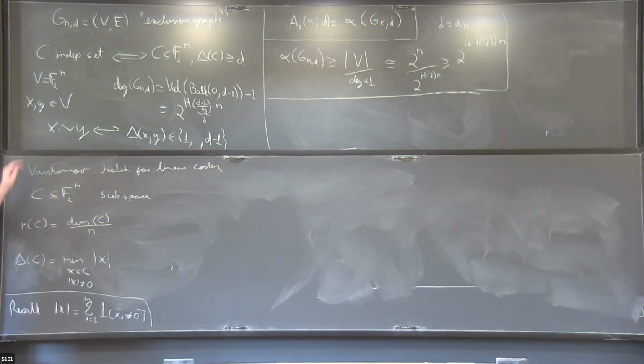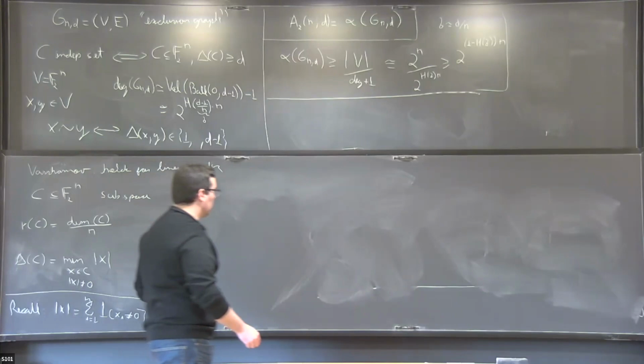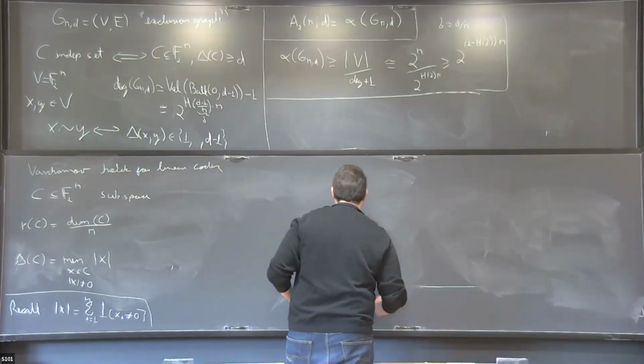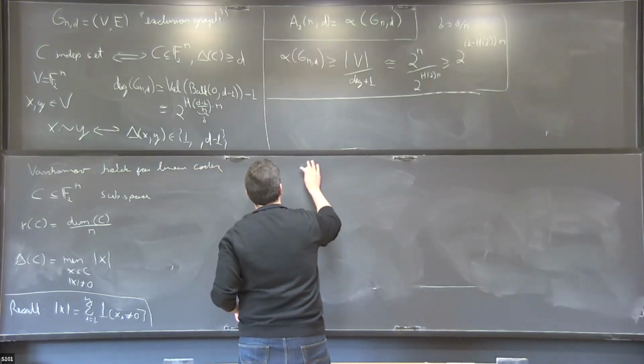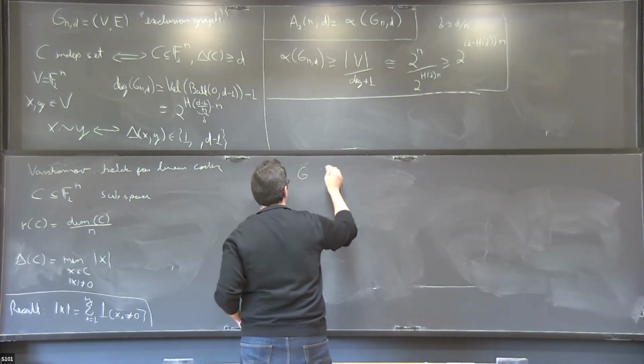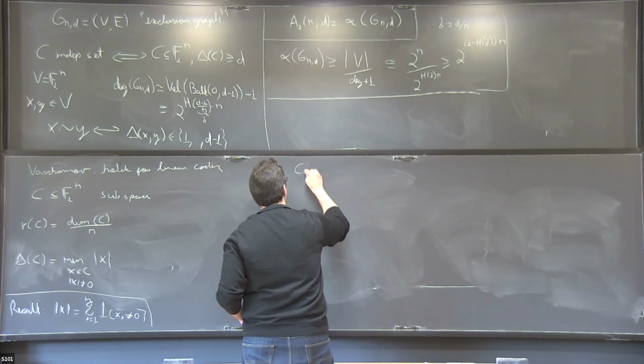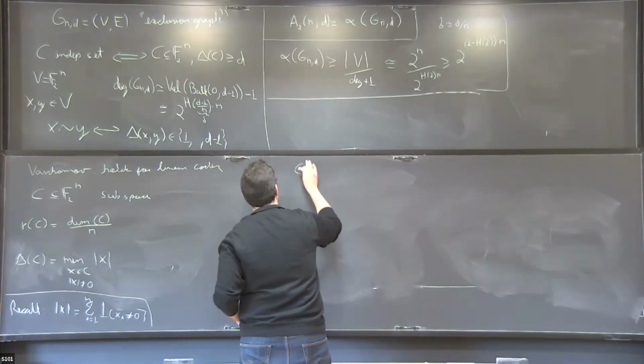So exercise. And what Varshamov said is that, one way of encoding a linear code is if you take a matrix of, let's say that we want a code where the dimension of the code is k.